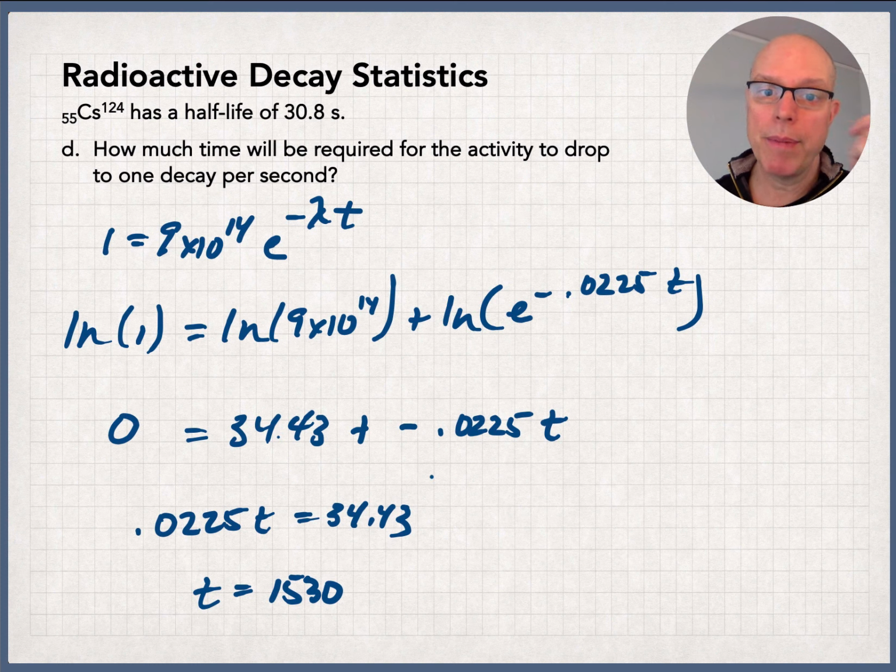Really important. You've got to pay attention to the labels, right? This was seconds to the minus 1, so because of that, we're obligated to write down seconds for our time. That's what it is. So 1530 seconds. So about 50 half-lives, right, before this sample is good and dead.